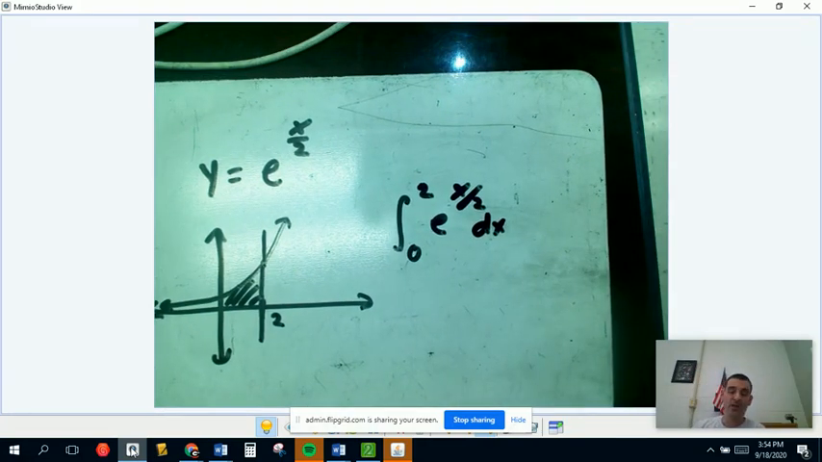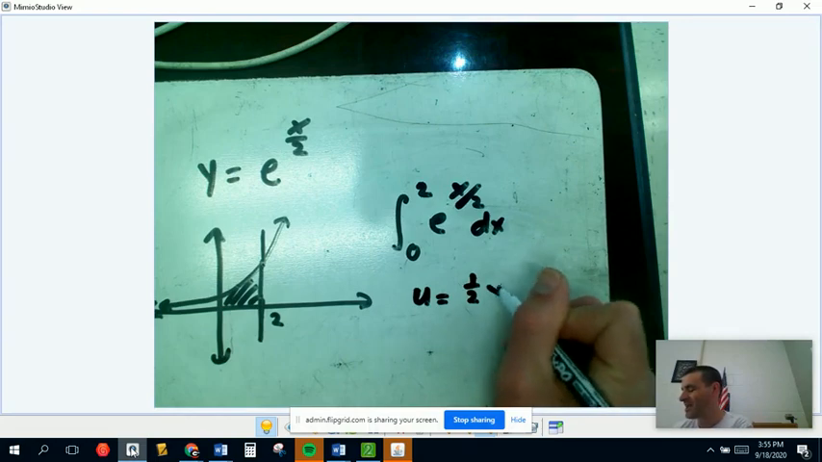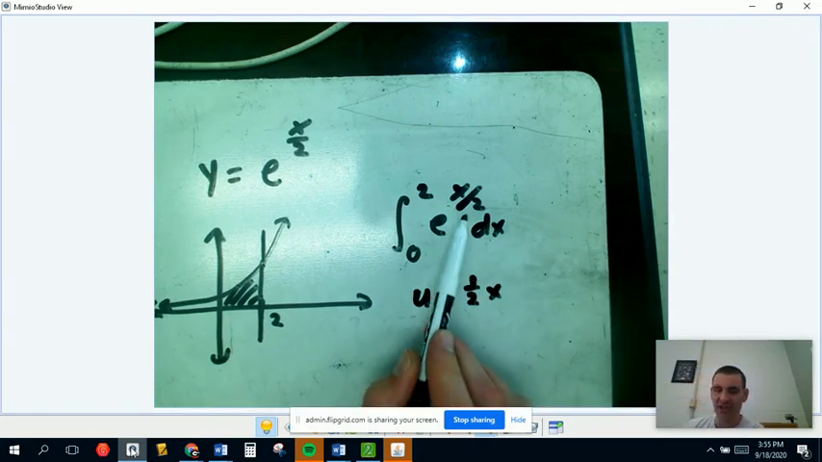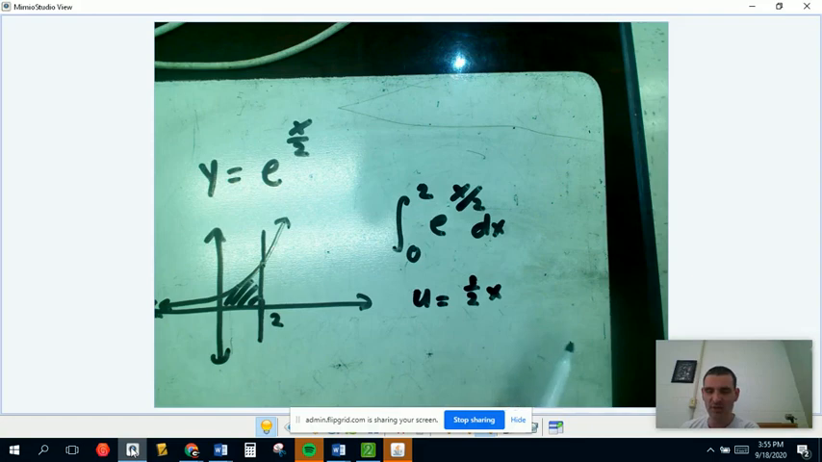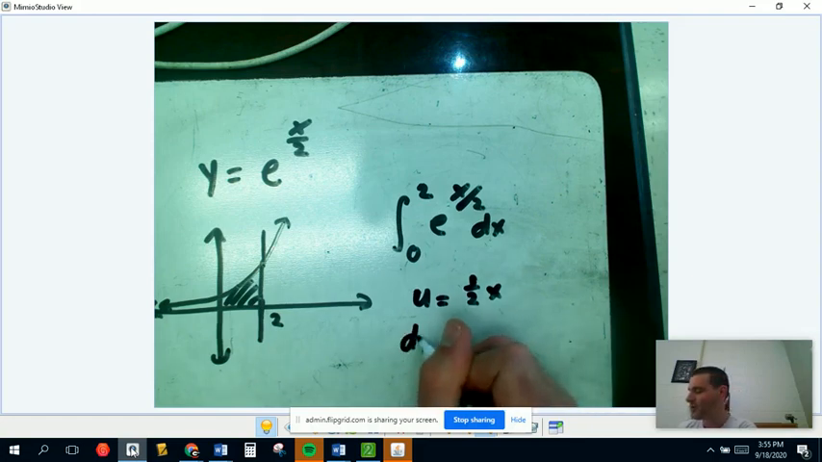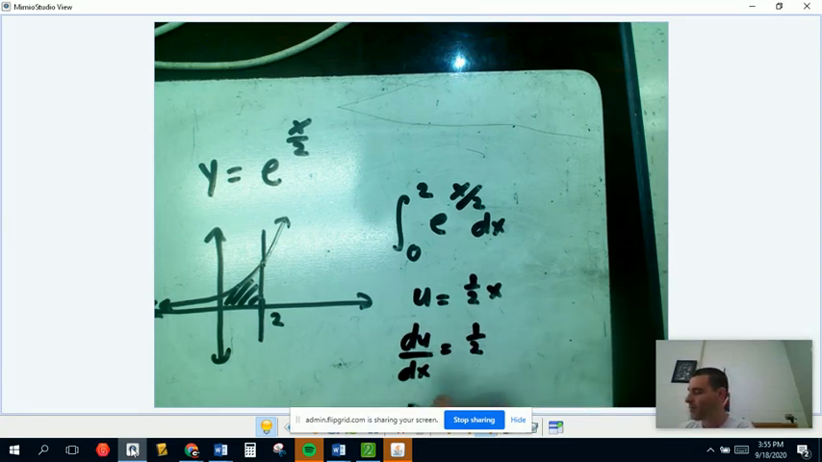Now, clearly, a u sub would be in order here. So I'm going to let u be 1/2 x, which is naturally, think of the chain rule, the function inside the function. The inside function is what you want your u to be, and the derivative of u with respect to x would be 1/2. Therefore du is 1/2 dx.